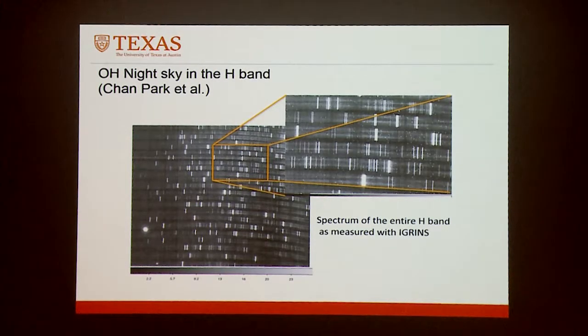That's not the only background we have. In the near-infrared, we also have significant background from OH night sky lines, particularly in the J and H bands and in the lower part of the K band. This is a raw spectrum of the H band taken with our instrument IGRINS. So this is the entire H band from 1.4 to 1.8 microns. It's a cross-dispersed instrument, so you're seeing different orders here.